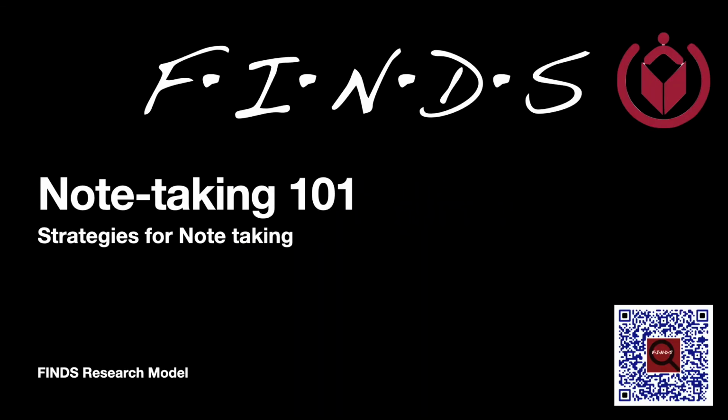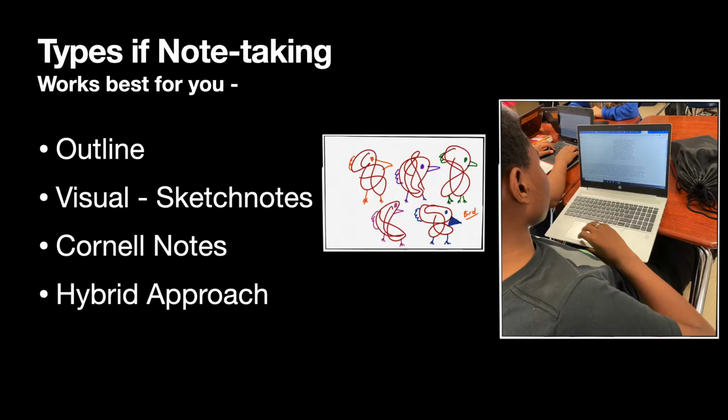Note-taking can be really easy, but it also depends on you, the user. There are different ways that you can use notes. You can create an outline, or if you're a better drawer, use visual or sketch notes. Some teachers use Cornell notes, or use a hybrid approach of any of the above. You can even choose between handwriting or typing on a computer. Whatever makes you feel comfortable, use that approach to note-taking.